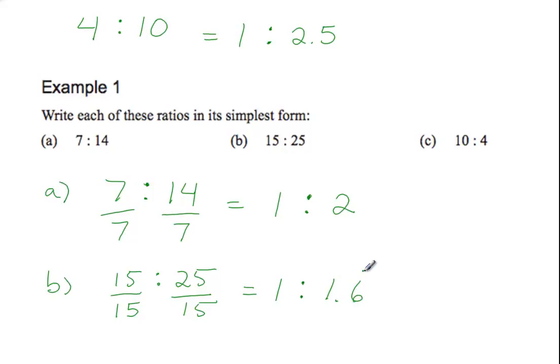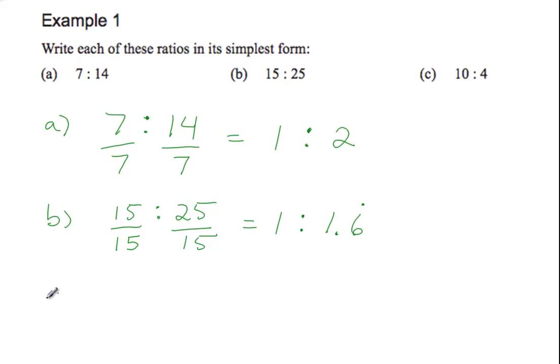And we can write that as 1.6 repeating with the dot on top of the 6. And if we wrote that as a fraction, which wouldn't really work here, you could reduce that down to 5 over 3. Let's do C, which is 10 to 4. Very similar to the random example I have up here at the top. So 10 to 4. So what are we going to do?